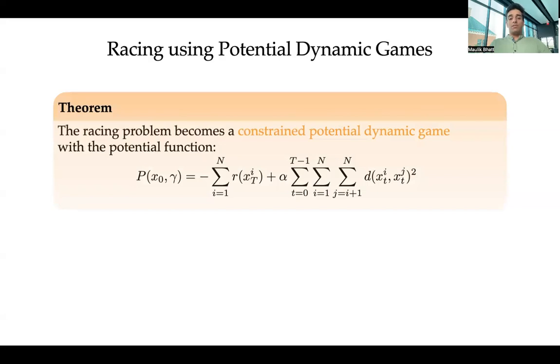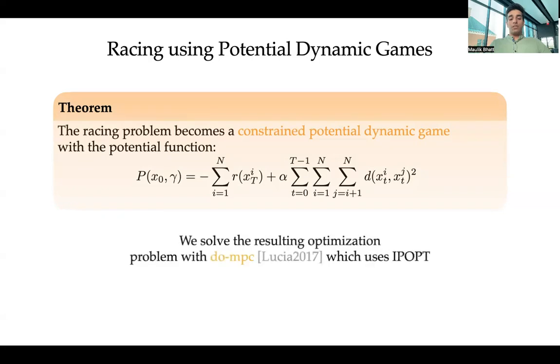And with this, you just need to minimize this potential to find the Nash equilibria of the original game. And since this is a single agent optimal control problem, you can use any generic optimizer to solve this problem. In particular, we use do-MPC, which uses IPOPT to solve this optimization problem in a model predictive fashion.